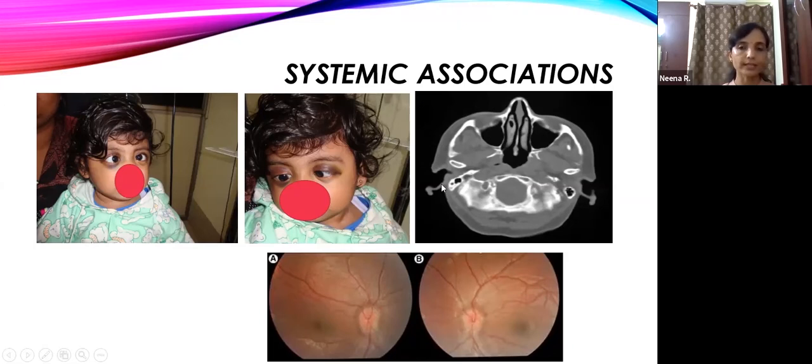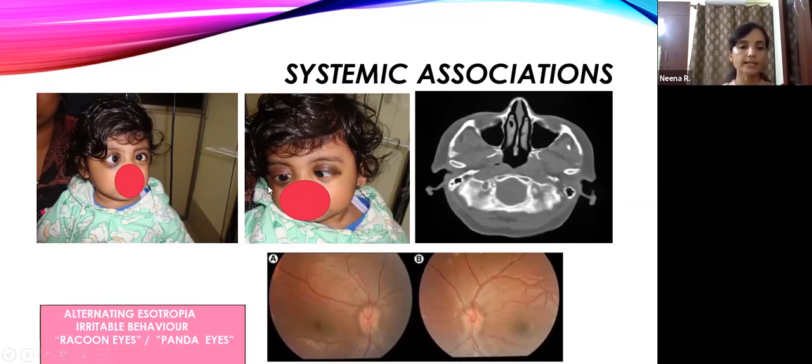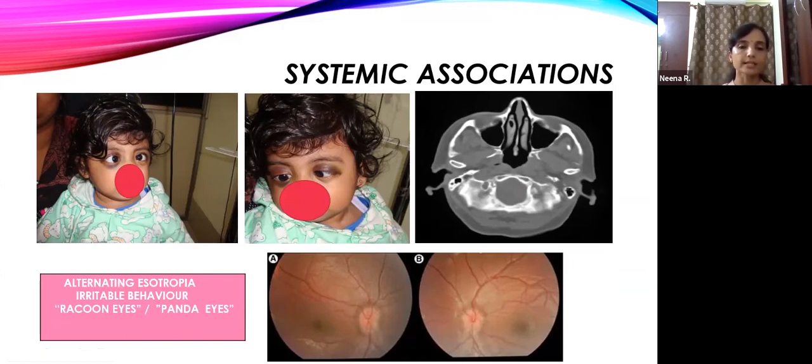So what this child actually had was a basal skull fracture, which was causing this panda sign or raccoon eyes. And this child needs urgent anti-edema measures to lower the ICT. So this is a case which tells you the importance of correlating the ophthalmic findings with the systemic findings.